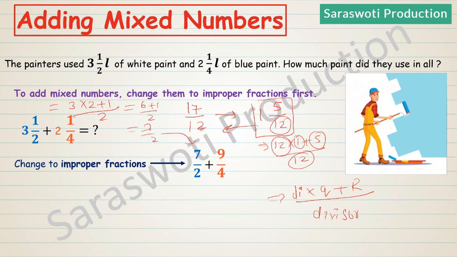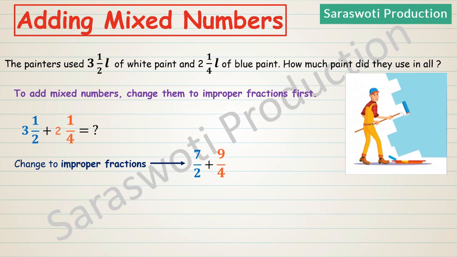Very simple, yes. Similarly, now we have here 2 1 by 4. Correct? So 2 into 4 plus 1, divided by 4, giving me 2 4s are 8 plus 1, that's 9 by 4. And that's what we have got here. So hope it's clear for you how to convert improper fraction to mixed fraction and mixed fraction to improper fraction. Very simple, yeah. Now you can add them easily.